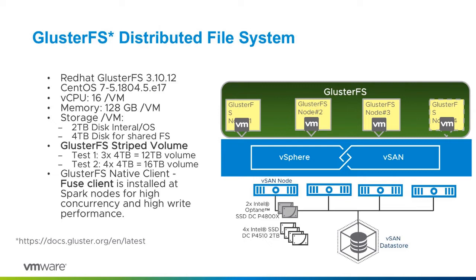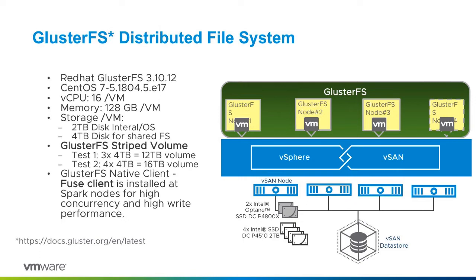For the running tests, we have used 2 tests to compare. We have 3 virtual machines of Gluster, so 3 nodes of Gluster, and the other test with 4 nodes of Gluster. One VM is 4 terabytes, so with the 3 nodes, we have 12 terabytes as a distributed volume. With 4 nodes, we have 16 terabytes as a distributed volume.